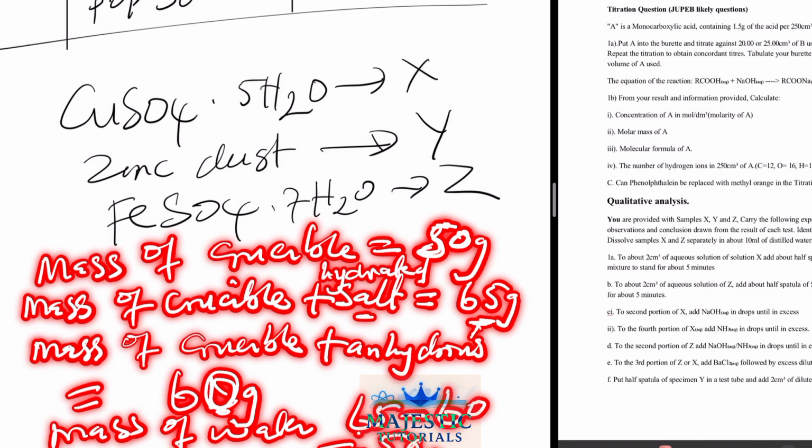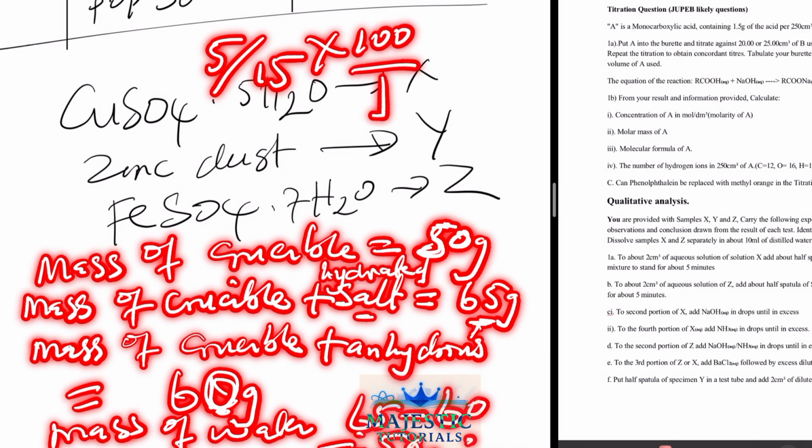So I purposely use 65 and 60 because it was added to all of them. They have similar things, so there won't be much difference. So for you to calculate the percentage of water of crystallization here, you just now say mass of water all over hydrated sample, which is 5 over 15, and not 5 over 10, times 100 over 1. Remember, this is an assumption. Okay, I think with this we have come to the end of this class of salt analysis.